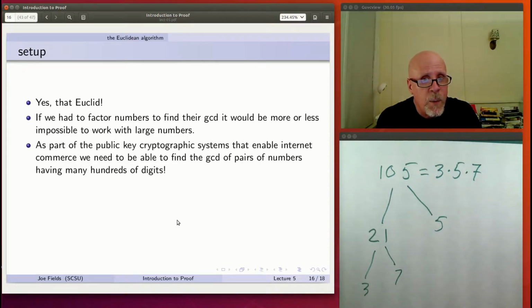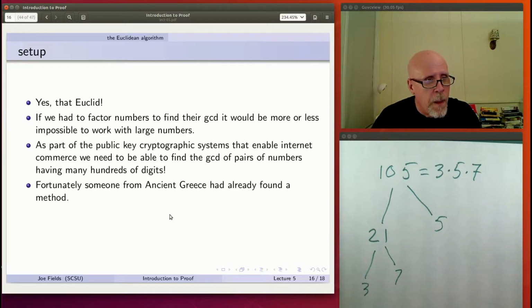And in order to use the most famous one, RSA, you need to be able to take the GCD of pairs of numbers of this enormous size, many hundred digit numbers. So if you had to factor, you'd be lost. You couldn't do it. Well, unfortunately, I say, it's in a book by Euclid.